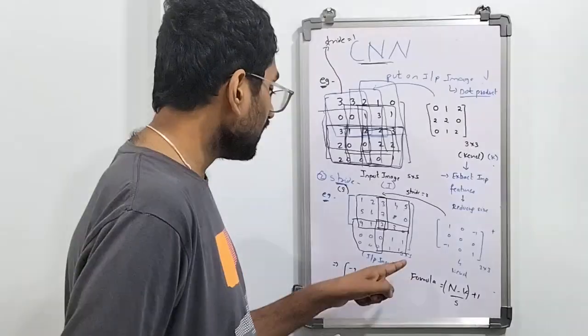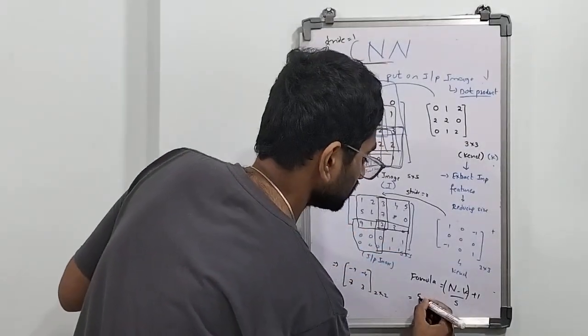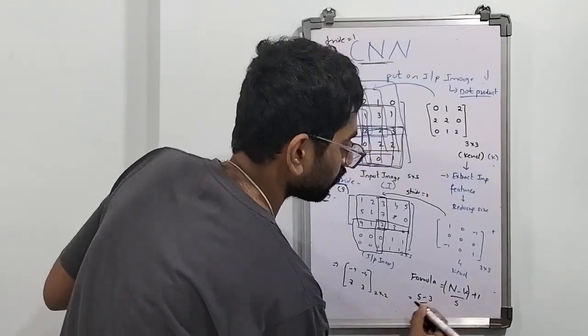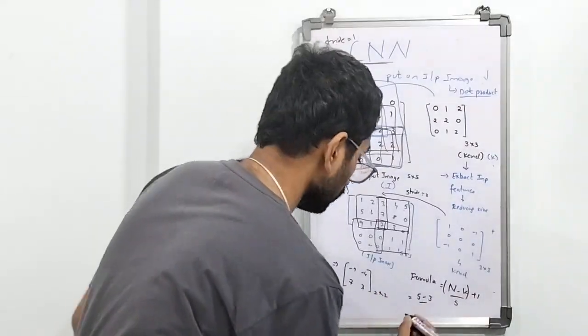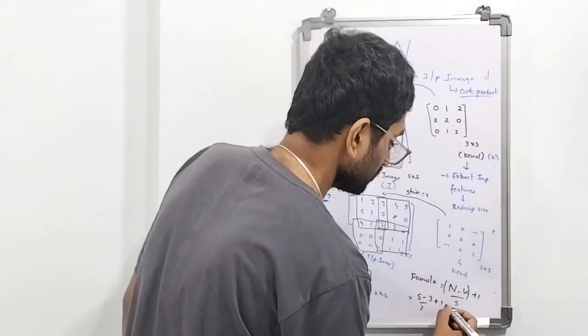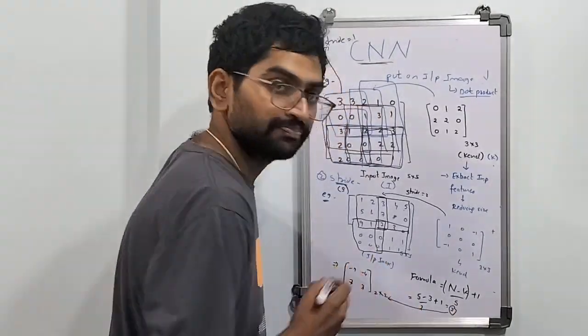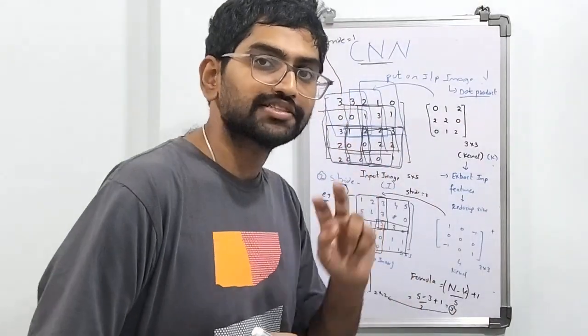Now here, what is the n? n is your input image size, this is 5. So here we will take 5. What is the kernel size? Minus 3. So what is the value of stride that we kept? 2. So here we will do plus 1. So 2 by 2 means what? 1. 1 plus 1 equals 2. So this is how you got the value as 2 cross 2 in the stride. I hope the concept of stride is clearer to you.